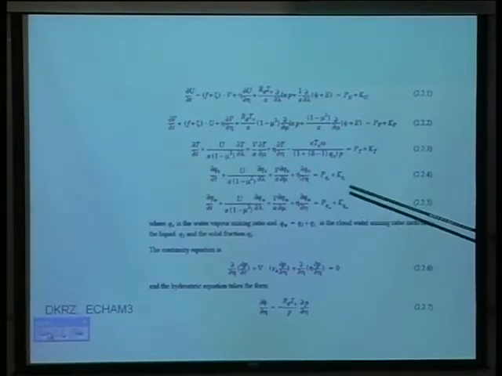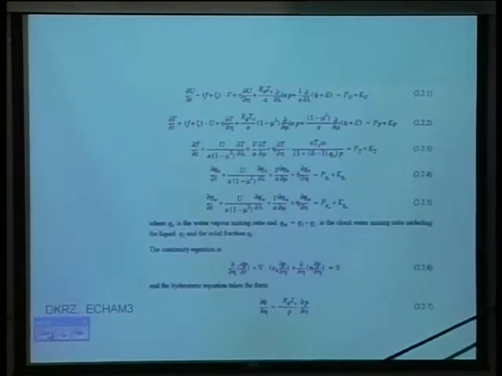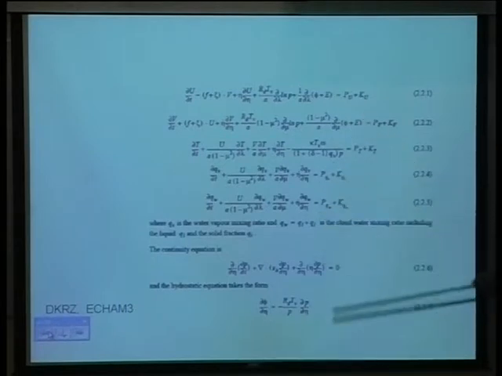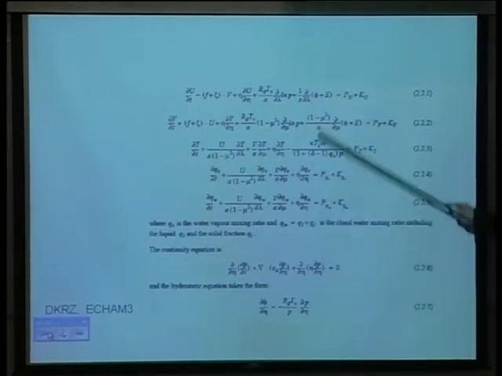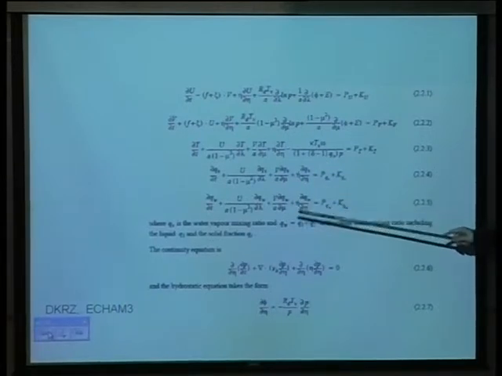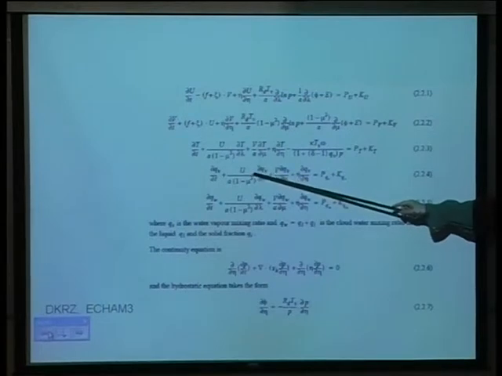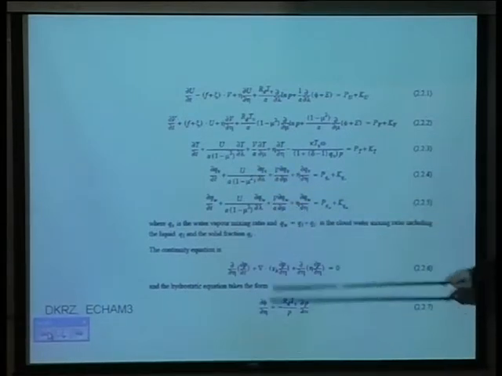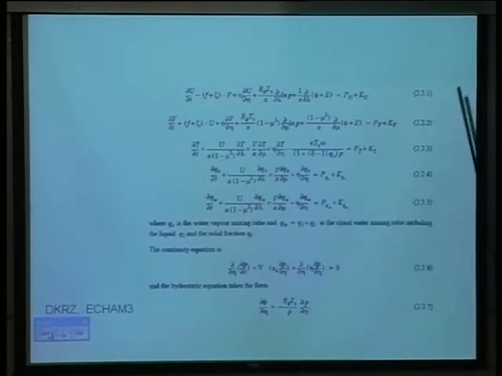These are the equations of motion for a particular atmosphere, but this is a fairly common representation. These are the momentum equations, thermodynamic. This is for vapor moisture, and this is for liquid water. This is the formulation that comes out of the DKRZ, the German climate computing center.